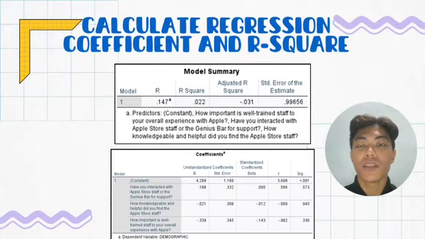Finally, let's review the staff expertise model. The R value is 0.147, indicating a weak model correlation. The R-square value is 0.022, meaning only 2.2% of the variance in demographic is explained by these predictors. And the adjusted R-square is negative 0.031, suggesting poor model performance. None of these predictors were statistically significant, meaning they do not strongly influence the demographic.